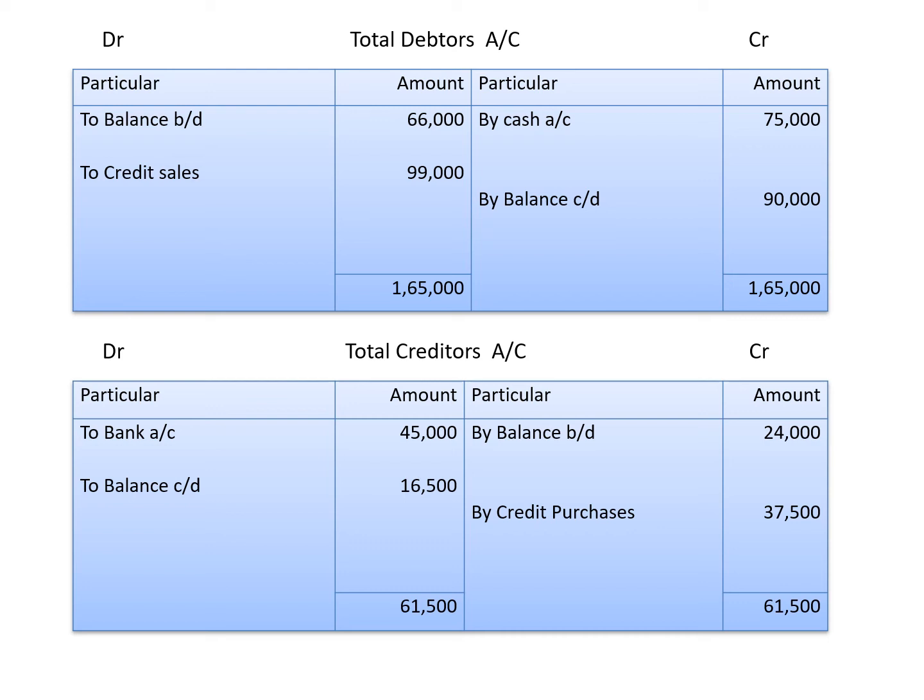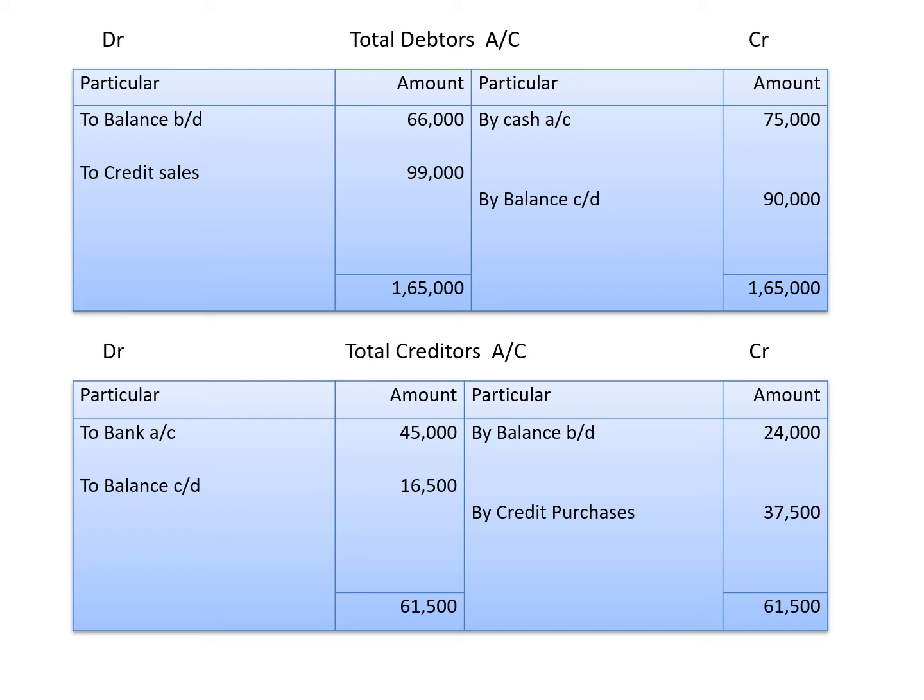So taking these three items, we close the debtors account and we get a difference of 99,000 towards debit side, which is credit sales. So we close the debtors account and we got credit sales of 99,000. This we should take in the trading account to the sales. Towards credit side of trading account, we should add this credit sales to cash sales if it is given and then show as total sales.